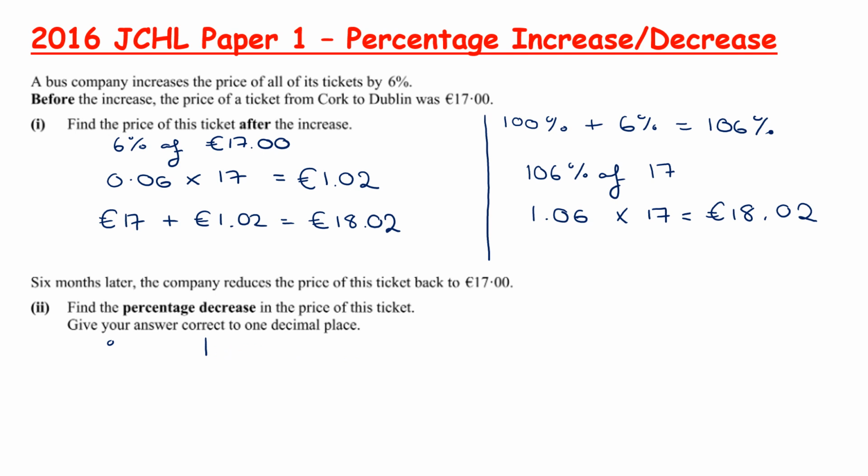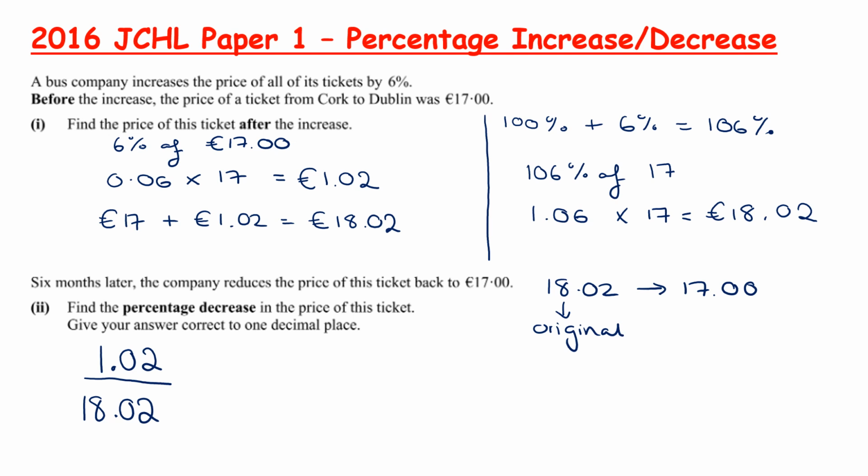So we have to use our percentage decrease formula, which is to find the decrease. So the decrease is €1.02. We then put that over the original price. So we're talking about it being at 18.02, and then it turns into 17. I know the first part worked the opposite way. So for this part of the question, this is my original amount, and this is the new amount. And then the change is the difference between them. And in this case, it's a decrease.